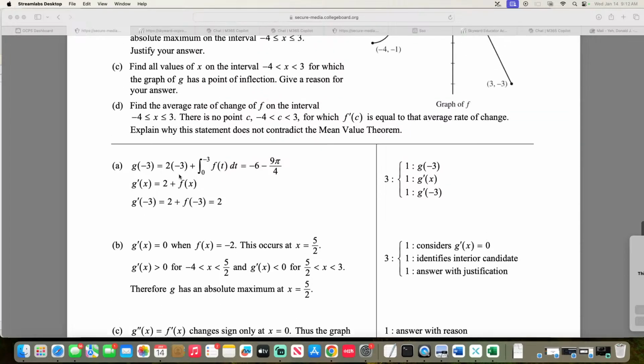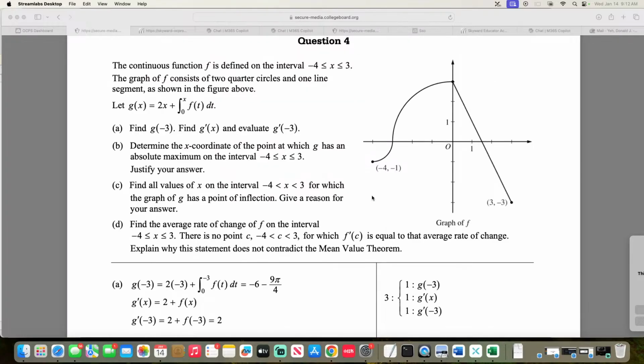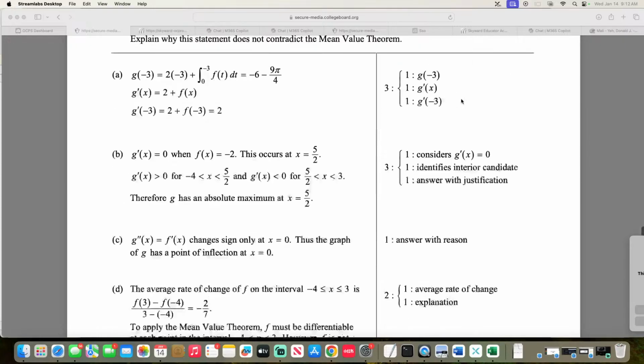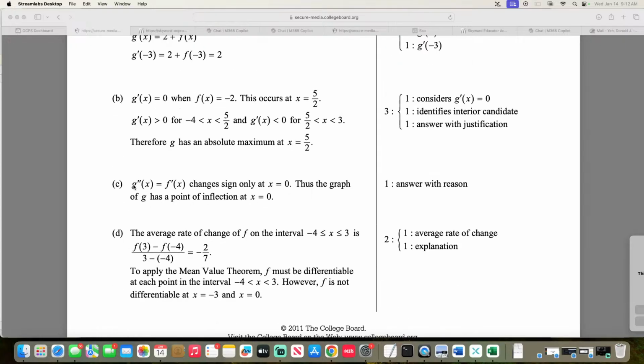Now, with that being said, you're gonna go to the next part. They ask which graph point of inflection? The point of inflection is gonna happen at 0, because they change the sign for g double prime of x.